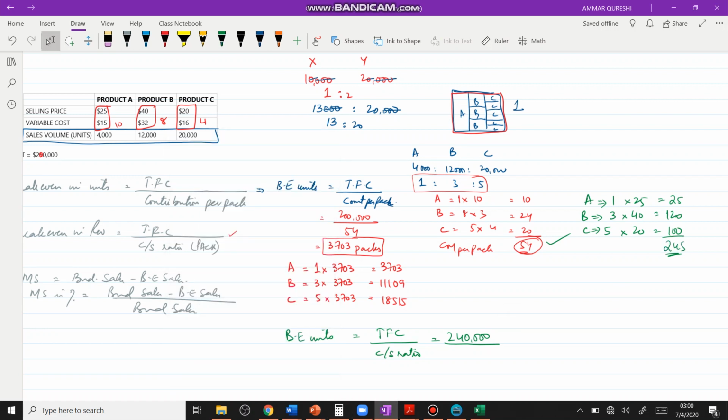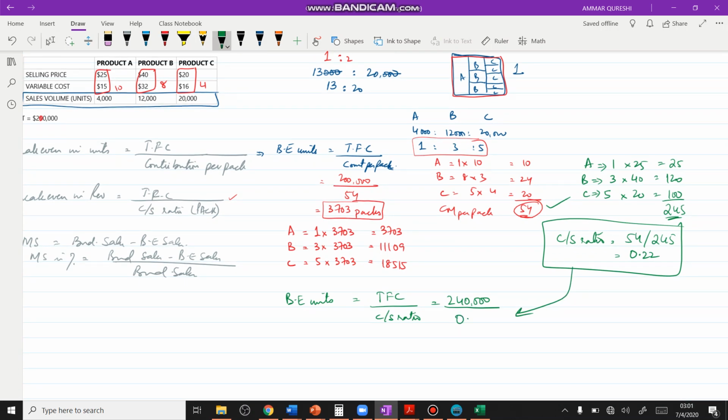So what is the CS ratio? The CS ratio will be 54 divided by 245. So 54 divided by 245 is 0.22, right? See, this is the CS ratio. So let's plug in the CS ratio here. This divided by 0.22. So break-even in revenue, not units.